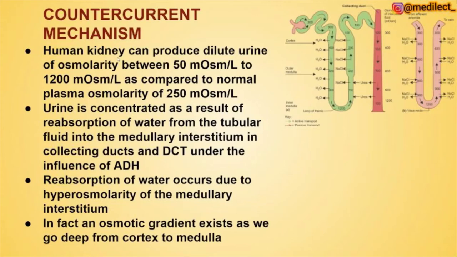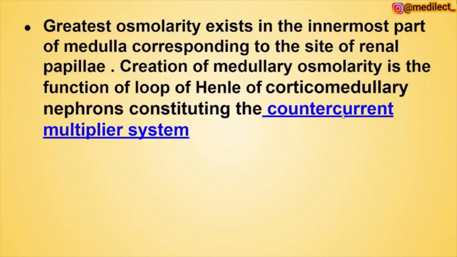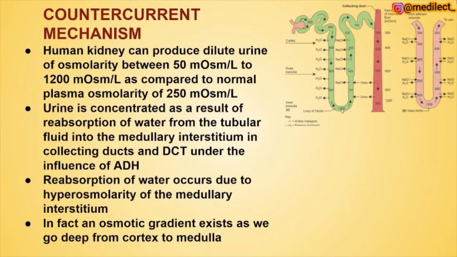In fact, an osmotic gradient exists as we go deeper from the cortex to the medulla. Means there is a gradient between the different environments as you go from cortex to medulla. Now, important thing, greatest osmolarity exists in the innermost part of the medulla, corresponding to the site of the renal papillae. Creation of the medullary osmolarity is the function of the loop of Henle of the corticomedullary nephrons, constituting the countercurrent multiplier system. So as we go deeper into the medulla, the osmotic gradient increases.